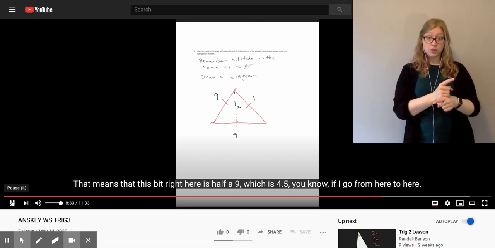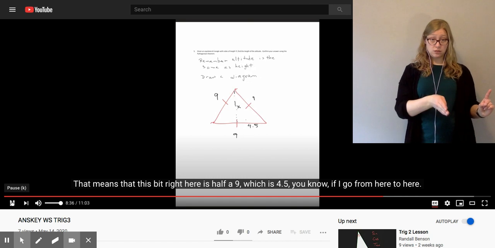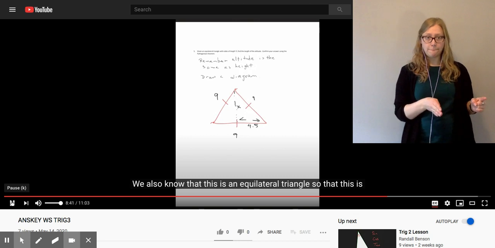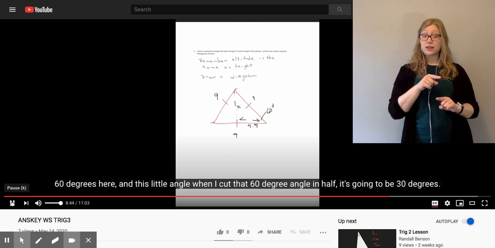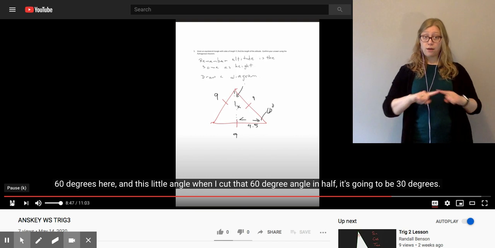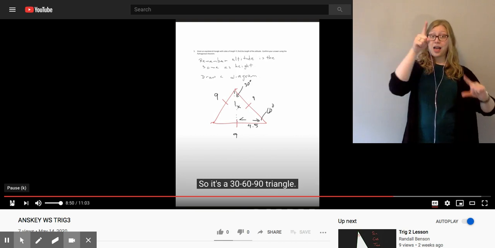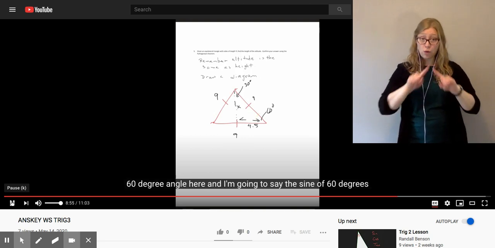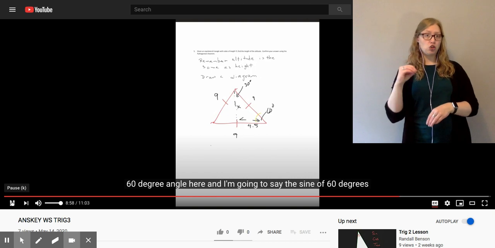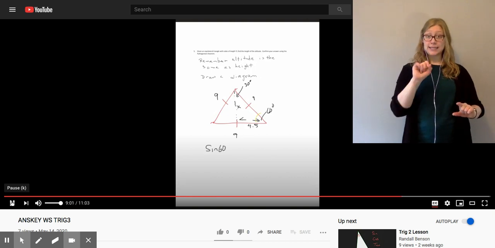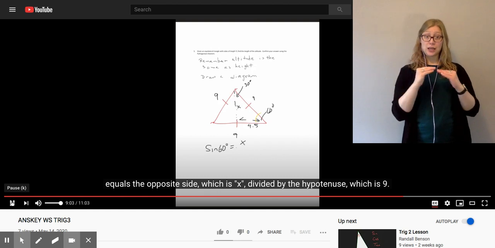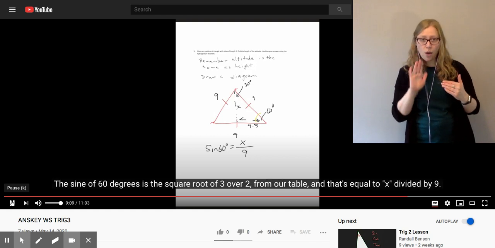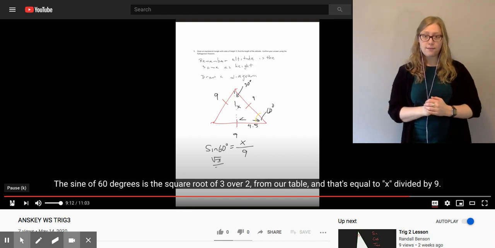but I know each side is 9. That means that this bit right here is half of 9, which is 4.5, if I go from here to here. We also know that this is an equilateral triangle, so that this is 60 degrees here, and this little angle, when I cut that 60 degree angle in half, is going to be 30 degrees. So it's a 30, 60, 90 triangle. I'm going to use the 60 degree angle here. And I'm going to say the sine of 60 degrees equals the opposite side, which is x, divided by the hypotenuse, which is 9.